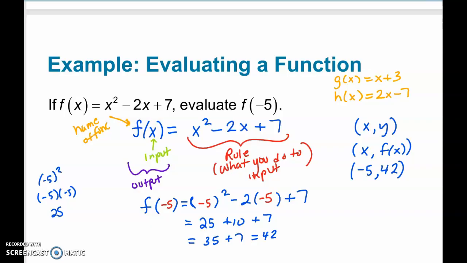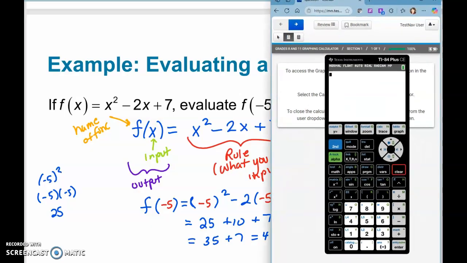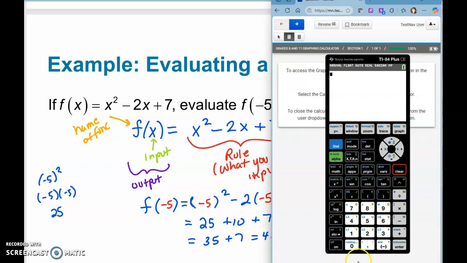We can also do this on the graphing calculator, and we can check the answer we came up with on this calculator. So let's put it in as I had it written on my page. -5 squared minus 2 times -5. Notice when I'm inputting -5 on this calculator, I'm hitting the negative sign that is to the right of the decimal place.